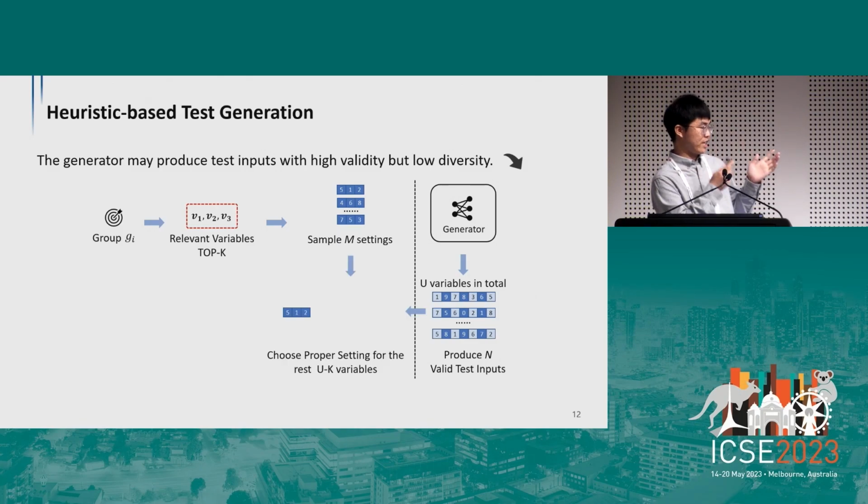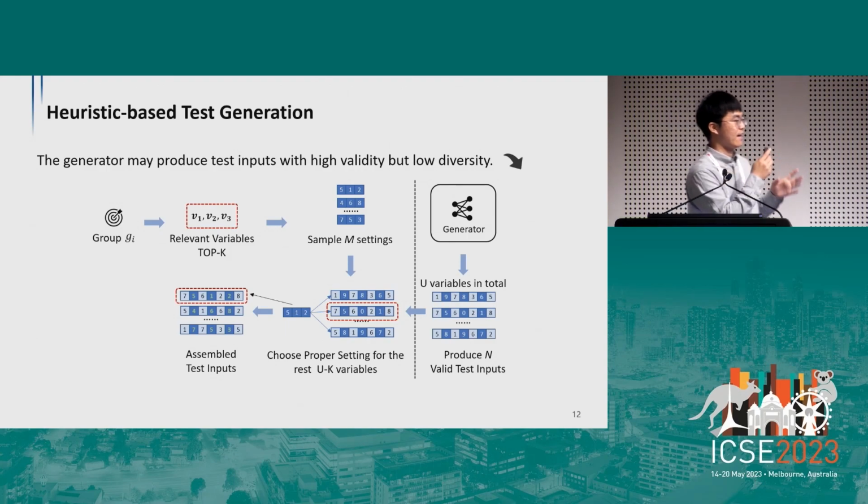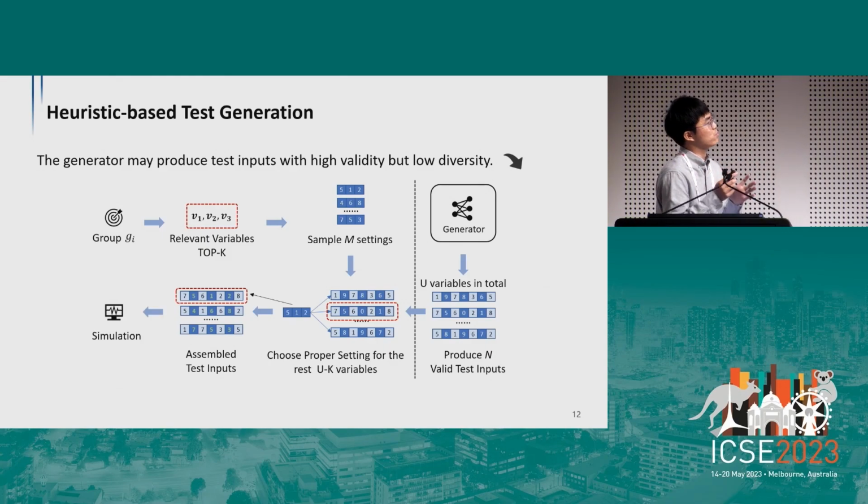Then for each explored setting, we calculate the similarity between it and the settings on those key relevant variables in each candidate. And we select the candidate with the largest similarity. We then combine the explored setting and the settings on the rest of the variables to form a new test input, so it's more likely to be valid. And then the test inputs are passed into simulation.